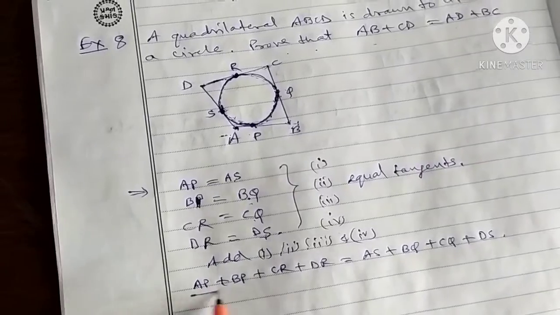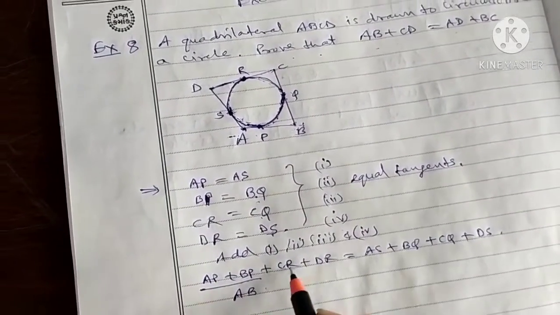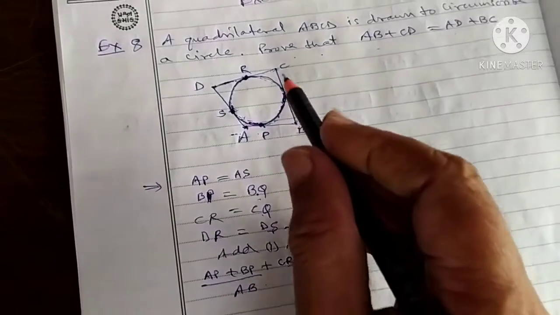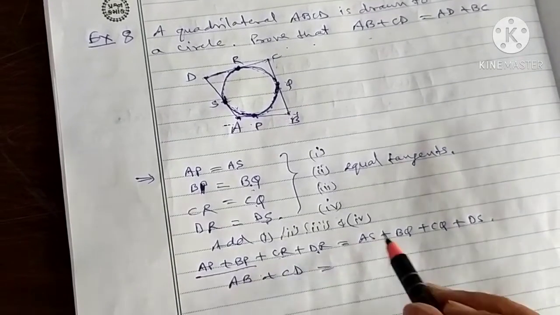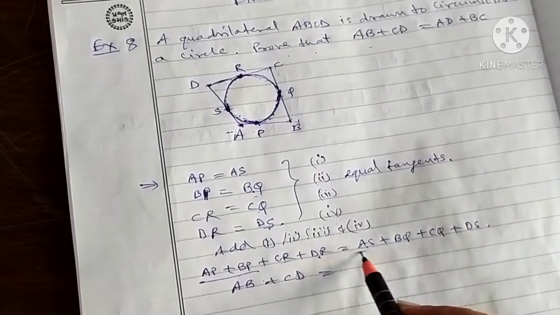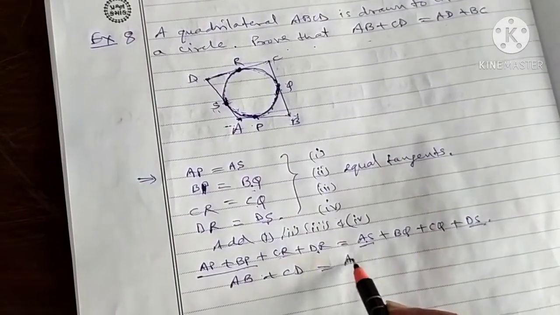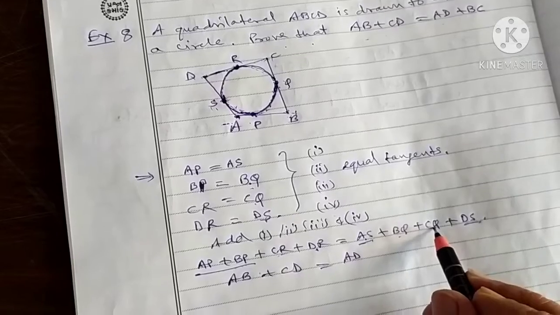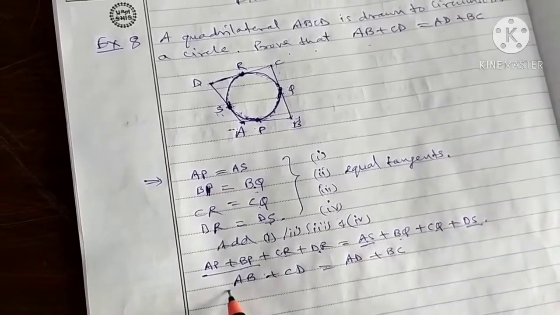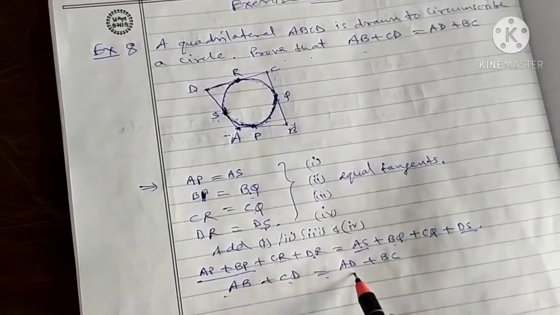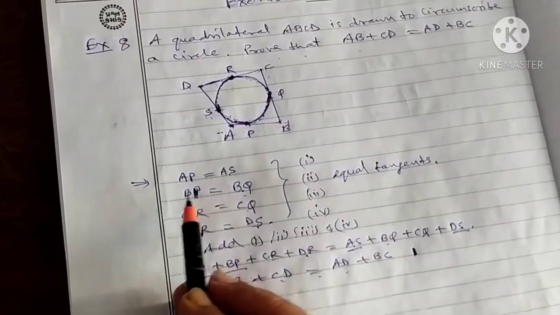Now see, AP plus BP is how much, beta? AB. Very simple. DR plus CR is DC, equal to AS plus DS, which is AD, and BQ plus CQ, which is BC. Got it? Now you get AB plus CD equal to AD plus BC, and hence proved. Very simple. Here the important thing is writing.